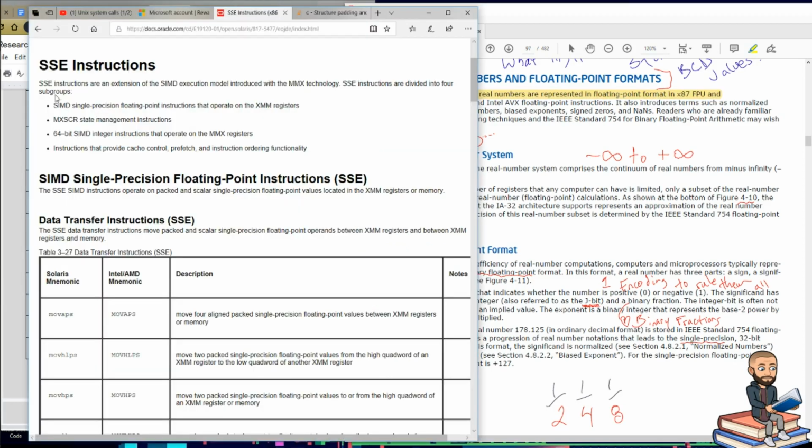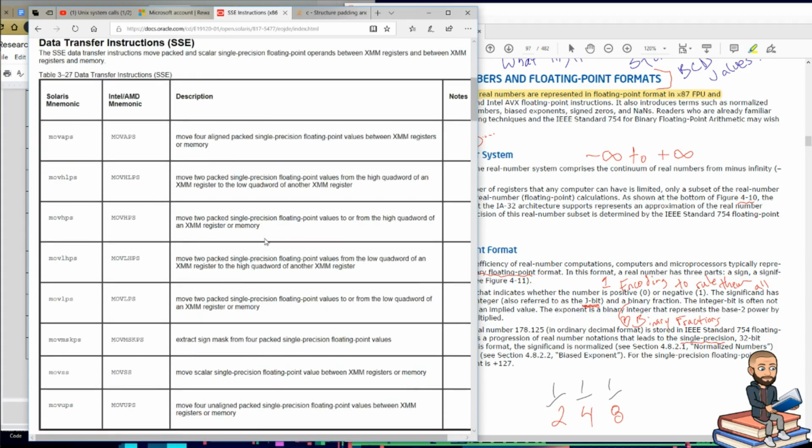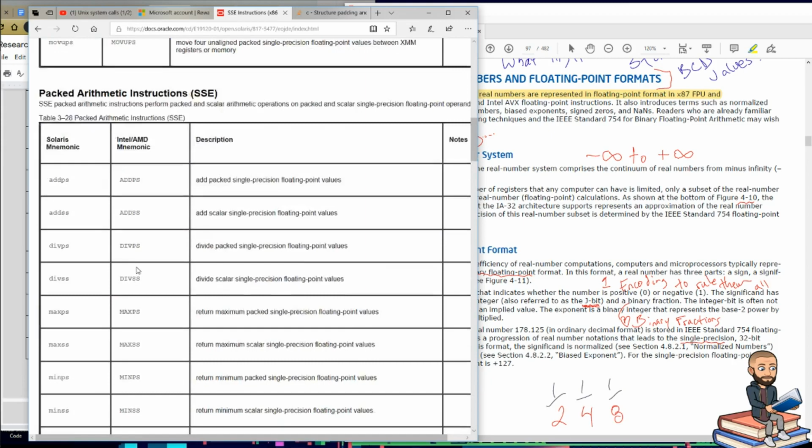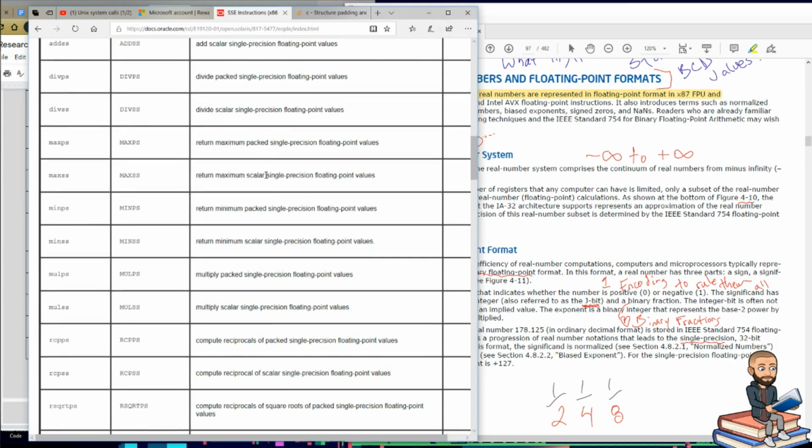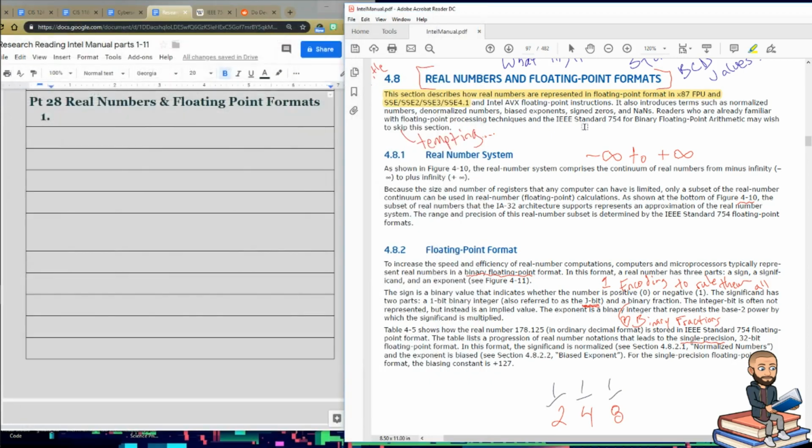As a reminder, SSE instructions are an extension of the SIMD execution model introduced with the MMX technology. If I'm remembering correctly, this is just an addition to the instructions we can use that came out sometime in the 90s, I think. But here are some of those examples. We're not going to get too down in the details there. Just going to focus on the Intel manual here.